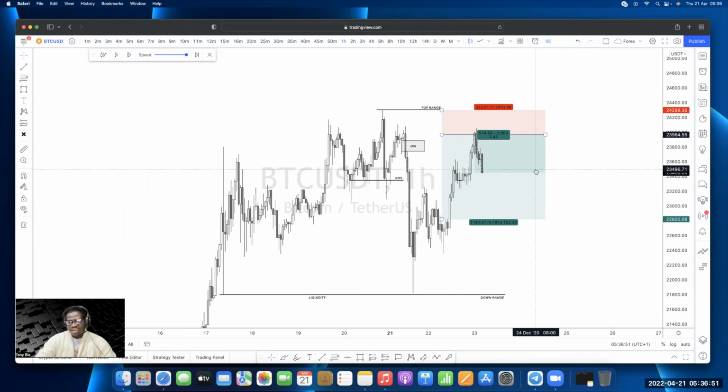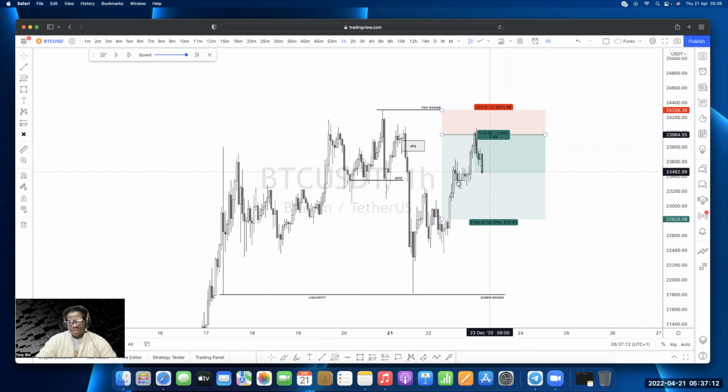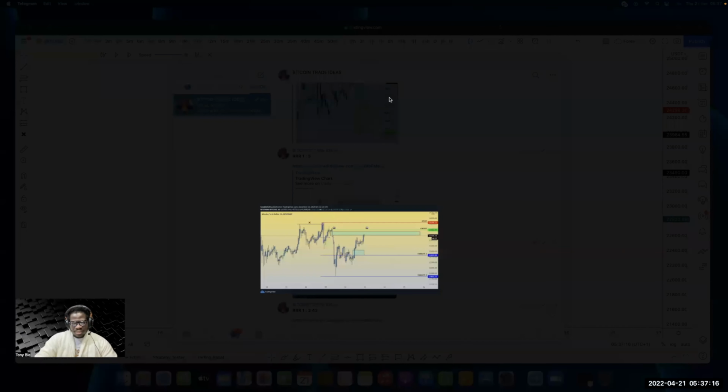Right. So yeah, the 50s and the 80s. But then obviously I was still learning, so I just put it anywhere. It doesn't mean so, but you know, just to make it look smart and clean. All right, so as you can see, I had a limit order.